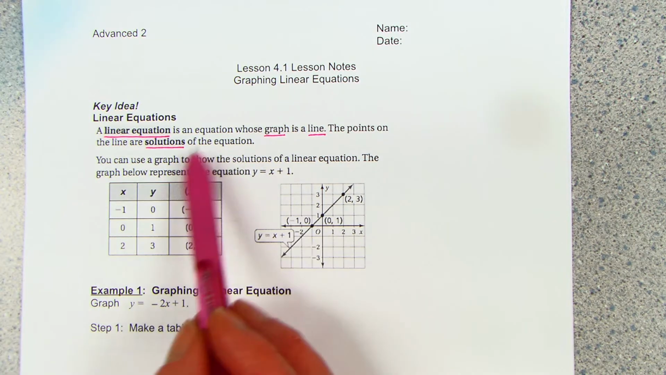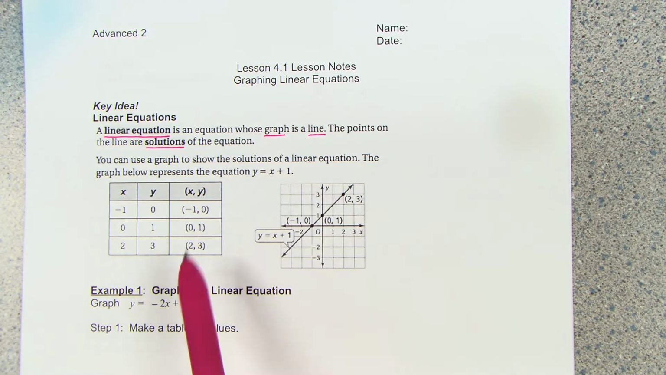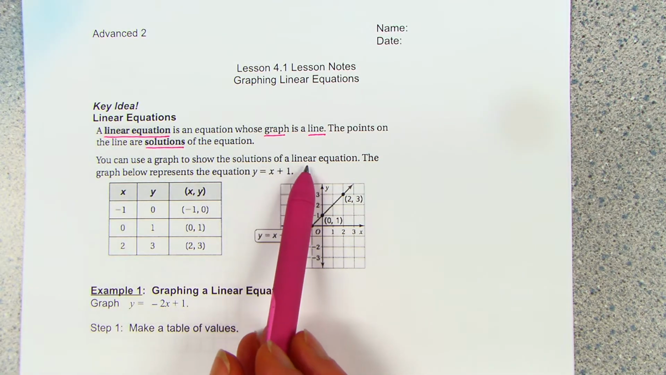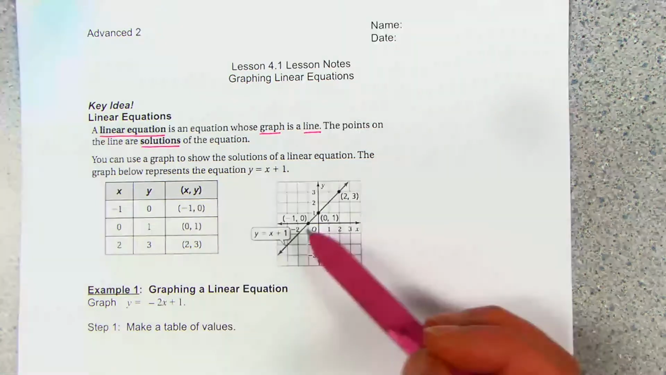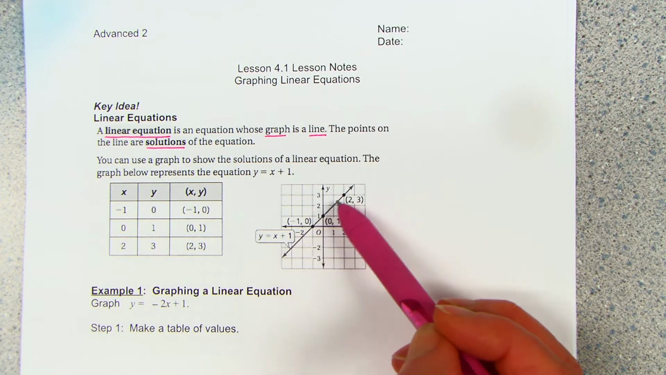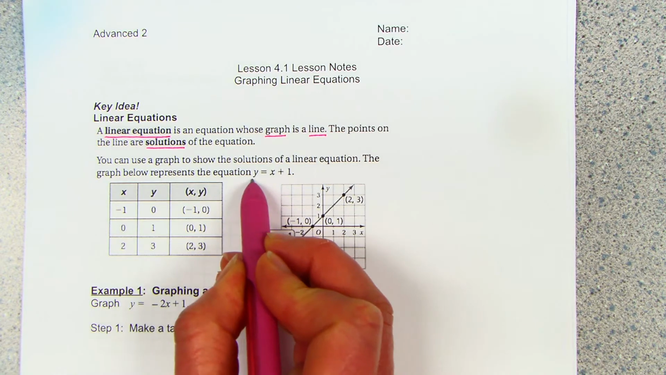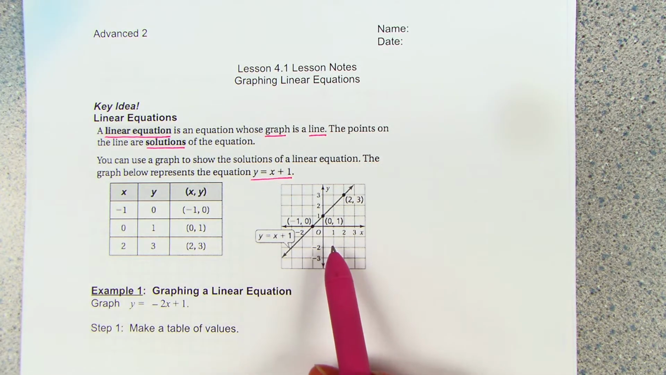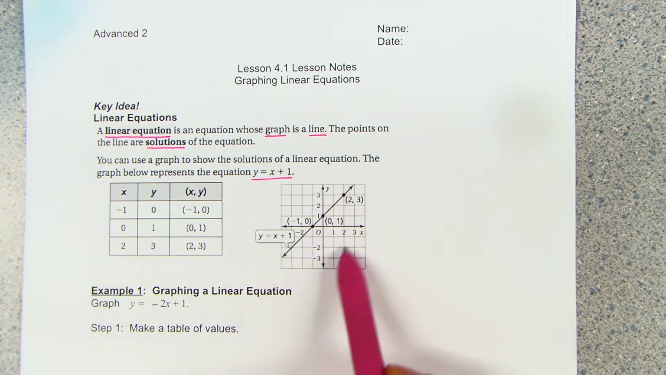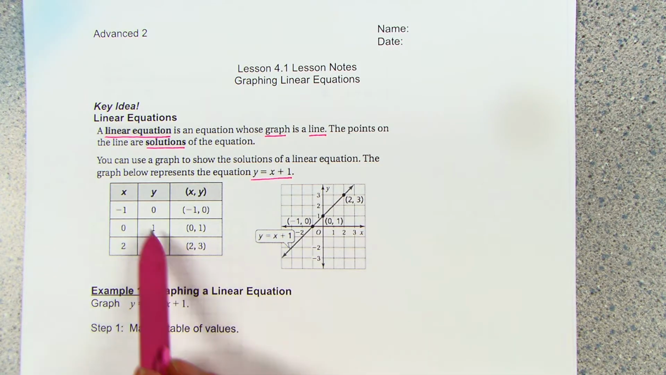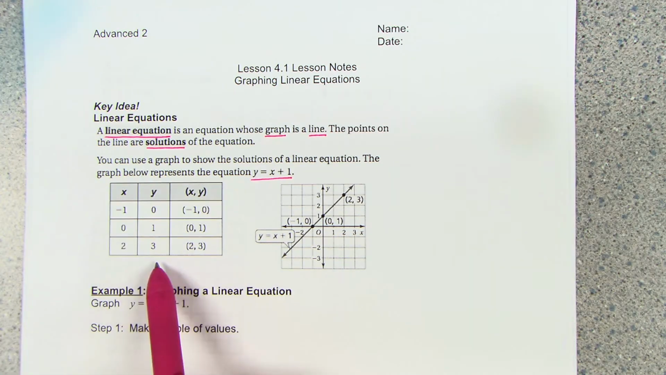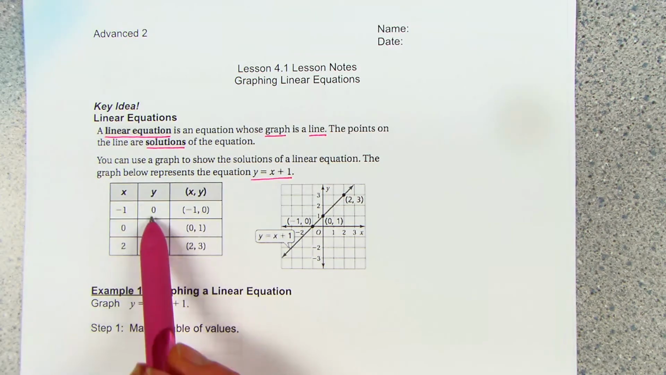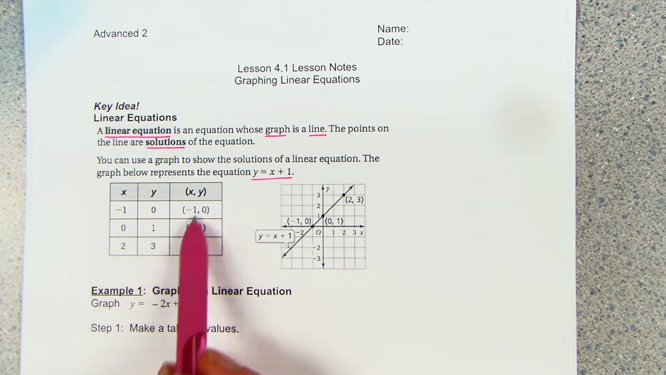All right, so we're going to put all of the pieces together. So we're going to have a graph that shows the solutions of a linear equation. This graph represents the equation y equals x plus 1. So you can show a linear equation as a line graph. And we're also going to connect that to making a table of values. All right, so we've got an x coordinate and a y coordinate, and then we have an ordered pair.